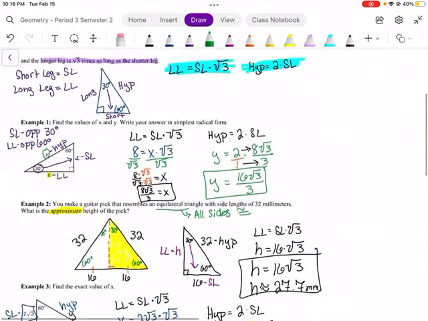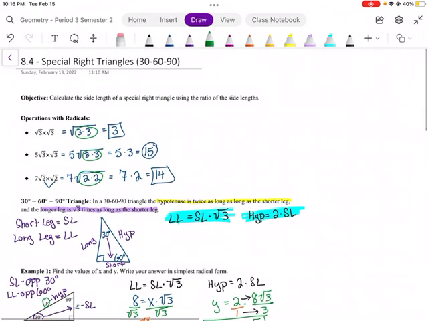All right. So those are all the notes on our 30, 60, 90 triangles. If you have any questions, just let me know.